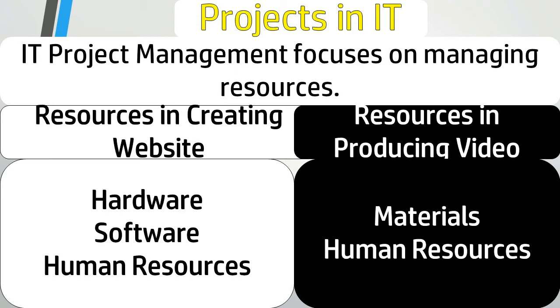For the resources in producing a video, we have under materials the hardware and software: the video camera, the tripod, storage devices, output devices, cables, editing software, graphic software. Human resources are the personnel involved in producing a video like director, production designer, soundman, cinematographer, production assistant.